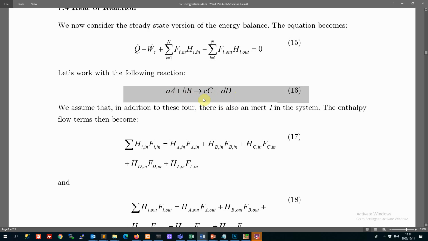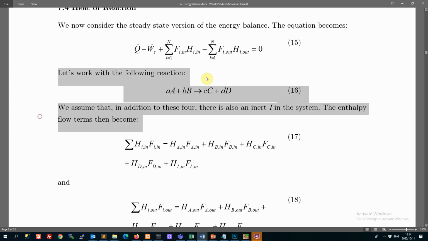lowercase a, lowercase b, lowercase c, lowercase d. And then we are told there's also an inert I in the system. So it's a fairly general system, and you can easily imagine cases where if there was just one component, then you just set lowercase d to 0 and things like that.